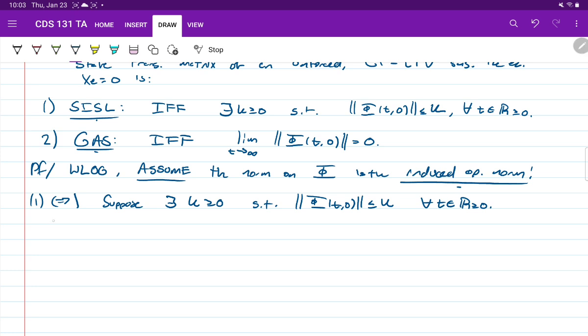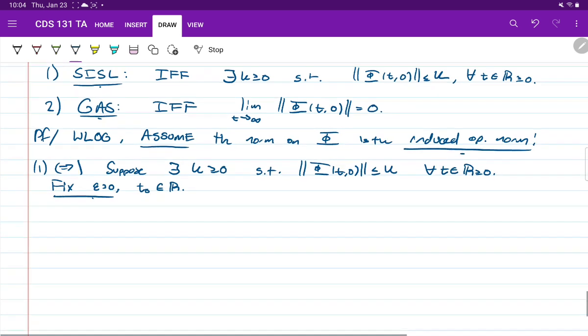So first, let's go ahead and fix an epsilon greater than 0. Okay? Now remember, what we want to do is find a delta greater than 0 such that we're able to stay within this norm epsilon radius of our equilibrium point for all time. All right? So I'll fix an epsilon greater than 0, and I'll also fix an initial time t naught. Actually, that doesn't need to be greater than or equal to 0. So I'll fix a time t naught in R.